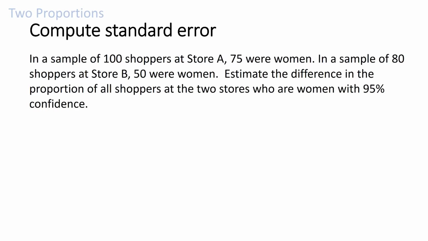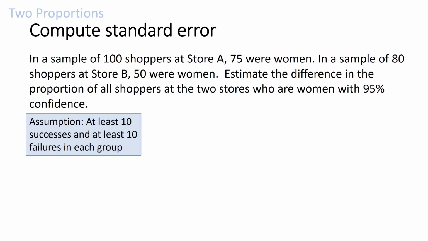We'll start by checking the assumption. We need to have at least 10 successes and at least 10 failures in each group in order to use the normal approximation method. We're estimating the difference in the proportion who are women. We'll call store A group 1. At store A, there were 75 women in the sample. The sample size for store A was 100, so that means that 25 people at store A were not women.